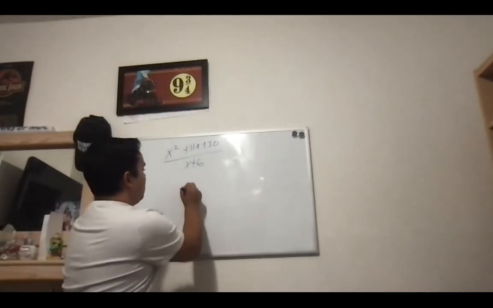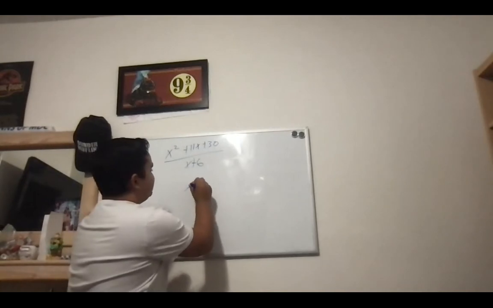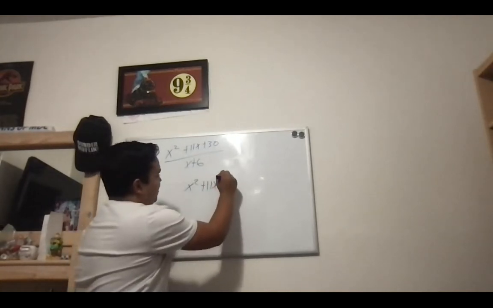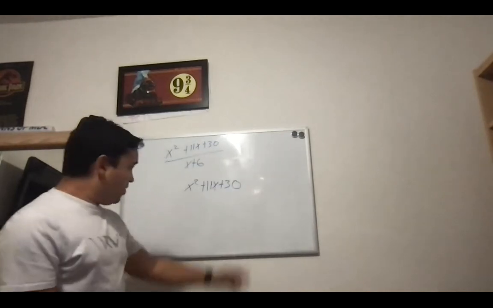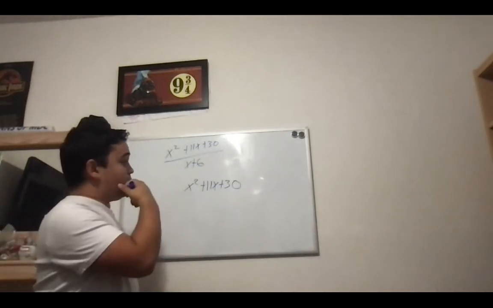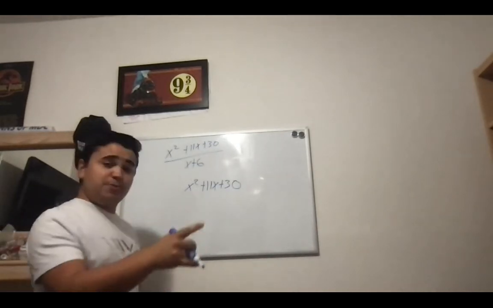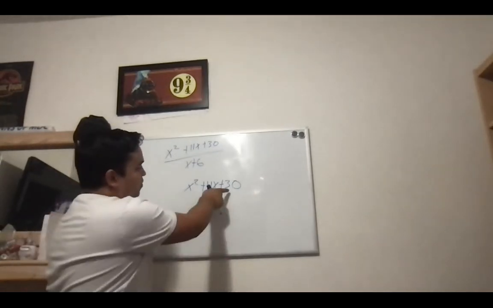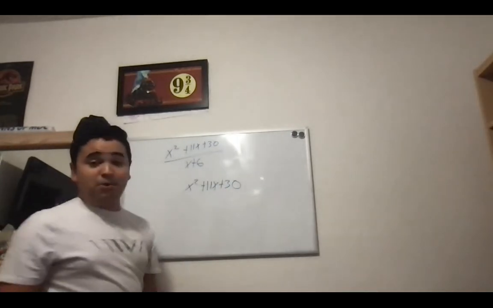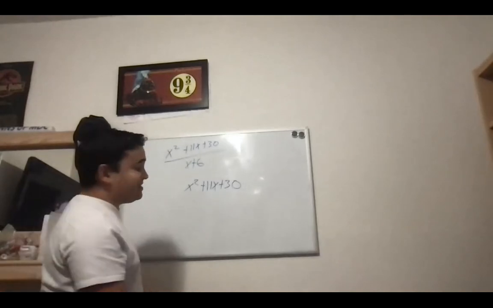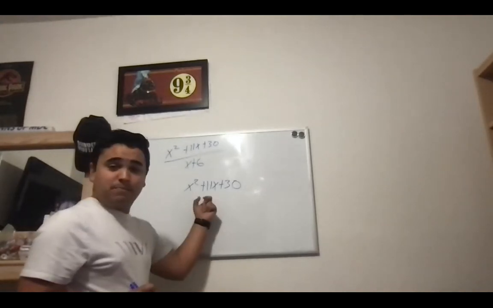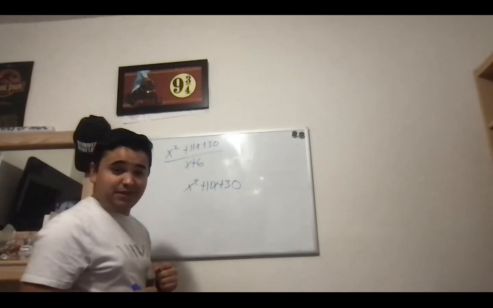We're going to write our dividend, x squared plus 11x plus 30. And we're going to go ahead and factor that quadratic real quick. So how do you factor quadratics, Mr. P? Can you remind me? Of course I can remind you. We're spilling some tea, okay? So what we're going to do is find two numbers that multiply to give positive 30, but at the same time, those two numbers add to positive 11.